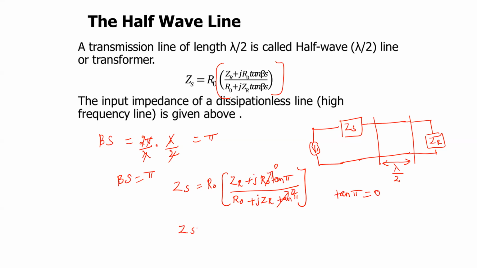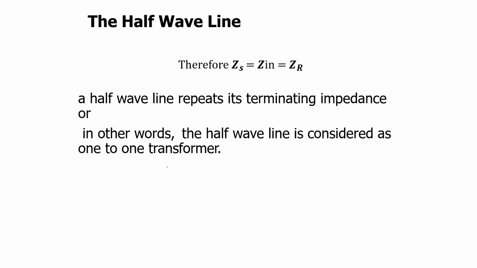So we get ZS is equal to R0 into ZR divided by R0. This gets cancelled and we are left with ZS equal to ZR in case of a half-wave transmission line. So in a half-wave line, ZS will be equal to ZR. So you can say that the input impedance of a half-wave line will be the same as that of the load impedance, right? So it repeats its terminating impedance. And this will function as a one-to-one transformer. Hope you understood these two topics. Thank you.